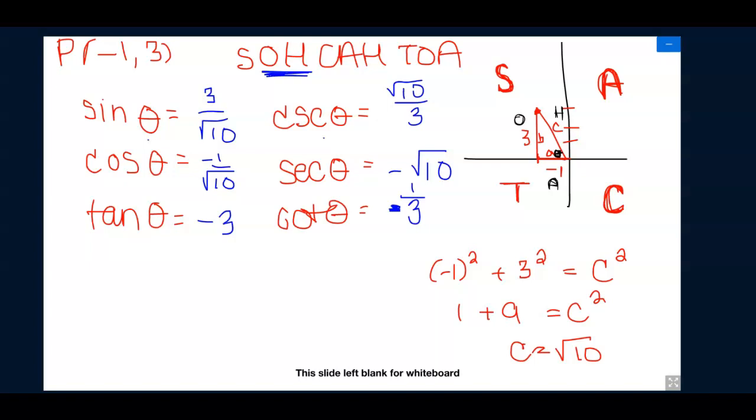Sine is partnered with cosecant, cosine is partnered with secant. So if cosine's negative, secant's negative. If secant's negative, then cosine is negative. And then same with tangent and cotangent. So these little guys here are friends in terms of matching their signs.